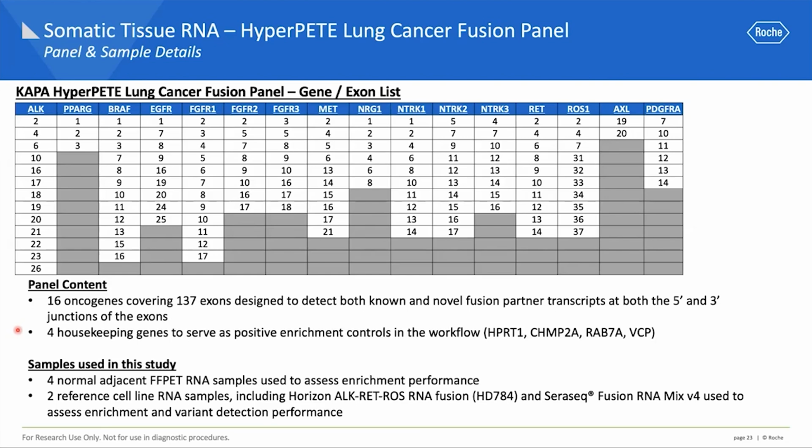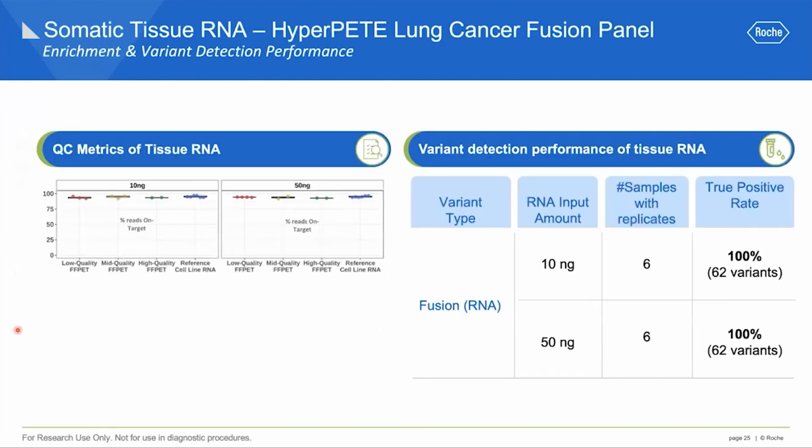Now, the RNA quality was determined using the DV200 score from the Agilent RNA 6000 Pico assay on the Bioanalyzer. Libraries were generated using the KAPA RNA HyperPETE kit in combination with the KAPA Universal UMI adapters, using either 10 nanograms or 50 nanograms of RNA while adjusting PCR cycles based on the input amount and the DV200 score. The libraries were captured using the KAPA HyperPETE reagent kit and sequenced on the Illumina NextSeq 550 instrument. These reads were subsampled to 540,000 paired end reads and analyzed using the Navify mutation caller to assess the enrichment metrics and variant detection performance.